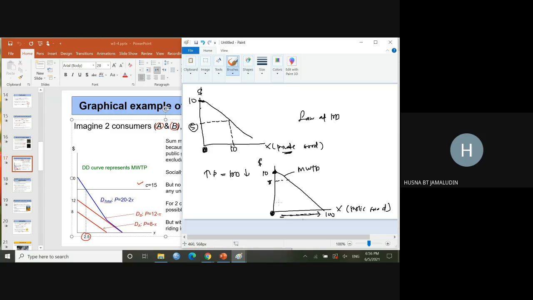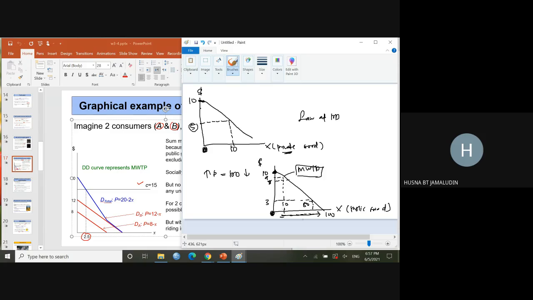But when you have more public good, when you move to the right, for instance here you have 10 public goods, people are willing to pay maybe 9 ringgit because now you have more of the public good. When you have 50 public goods, people are willing to pay less, maybe $3. So the more you have of the public good, the less people's willingness to pay for it.